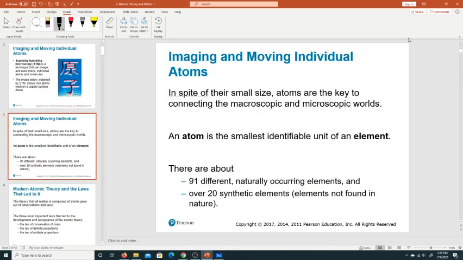An atom is the smallest identifiable unit of an element. And just to review from what I mentioned in the last video, there are 7 naturally occurring diatomic elements. That is H2, N2, O2, F2, Cl2, Br2, and I2. So those are the 7 naturally occurring diatomic elements on the periodic table. There are 91 elements which occur naturally, and roughly 20, actually a little more than 20 now, elements which are found synthetic. There's actually a total of 118 elements which have been discovered on the periodic table.